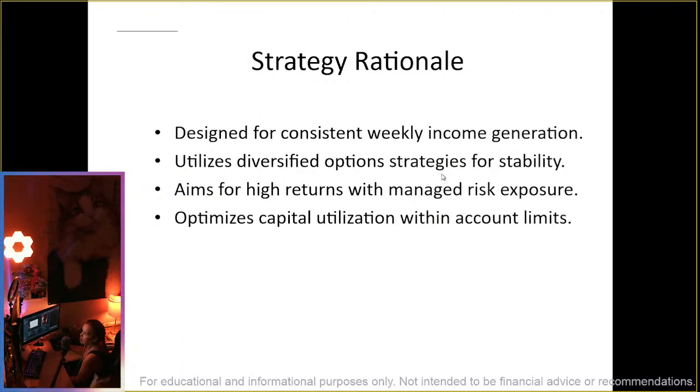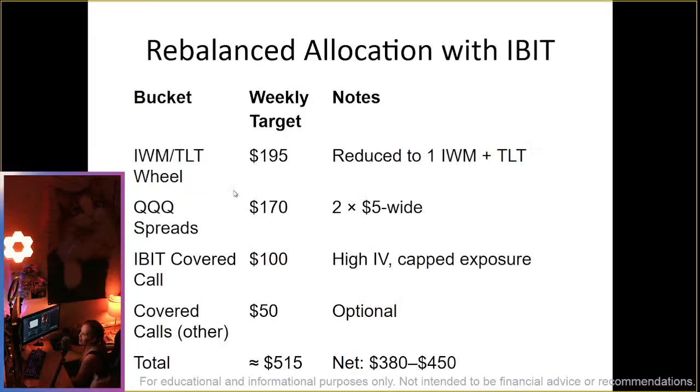And this is an AI. I had Gemini make this slide, and you can't get rid of this line up here. I don't know what that's about, but whatever. I need to fix this, but this is what the portfolio will look like. So the weekly target for each bucket in the portfolio: we have IWM and TLT, where we're trying to get about $200 a week, $170 from our QQQ spreads, and covered calls, trying to get $100, which is possible because of IBIT. That's the other reason IBIT's in there.